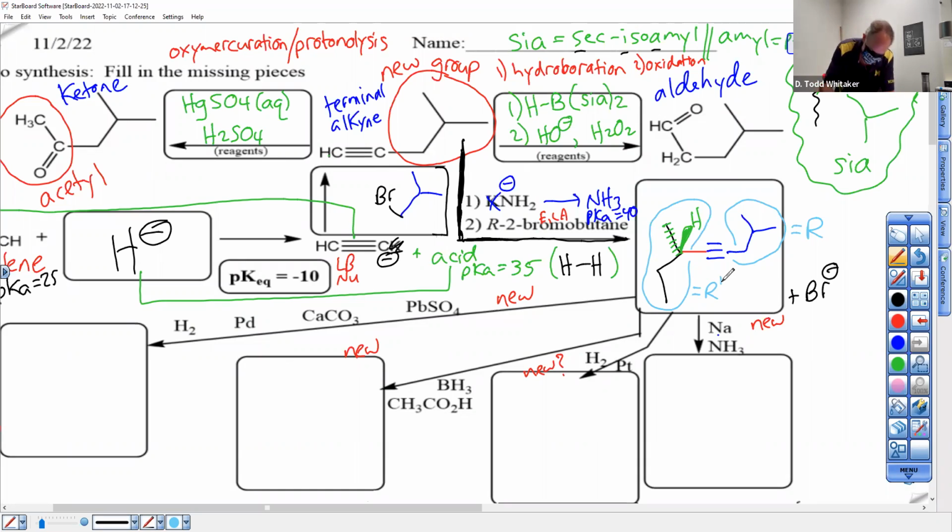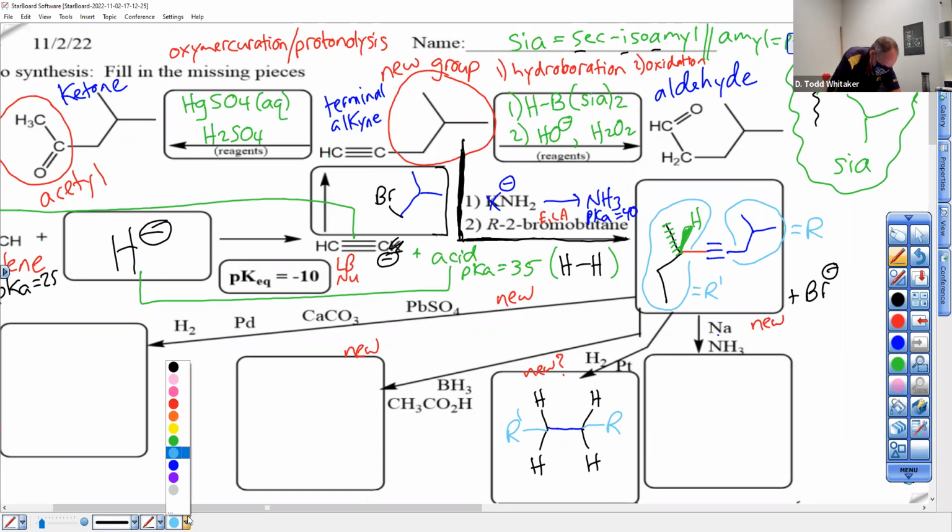Now H2 and Pt is going to do this. Each pi bond gets 2 H's, syn. How many pi bonds in an alkyne? 2 pi bonds. So 2 reactions, right? And then you have to do R and R prime. So that's H2 with the platinum catalyst.